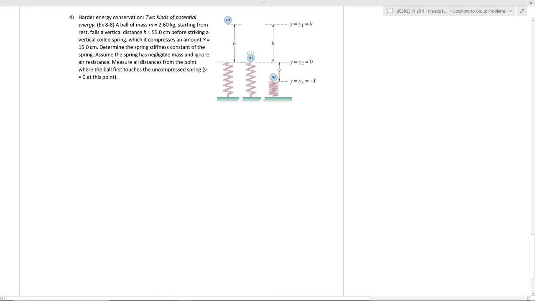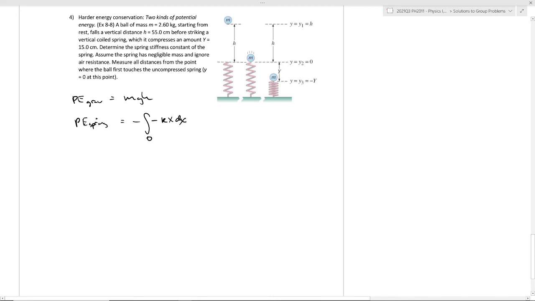This question is a little bit more complicated than the first one because it asks us to make use of two different kinds of potential energy. We know the potential energy due to gravity, that's just mgh, but there's also the potential energy associated with the spring. And you can get that by taking the negative work associated with the spring, i.e. integrating the spring force.